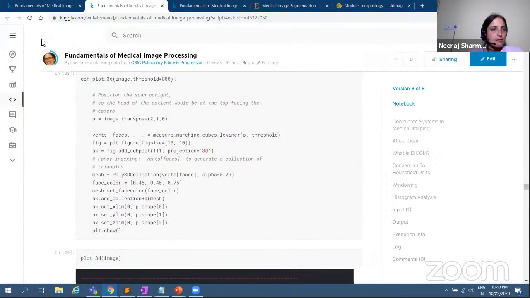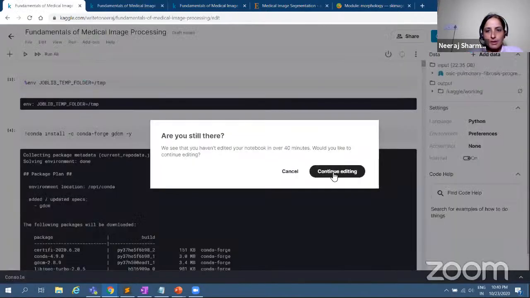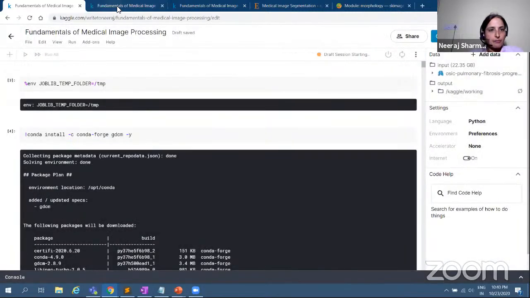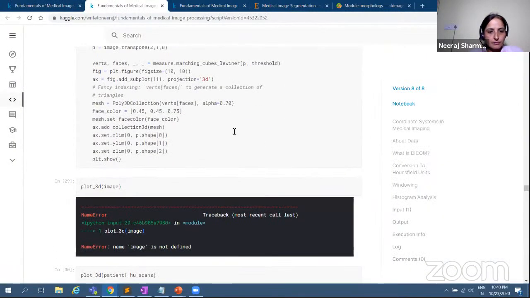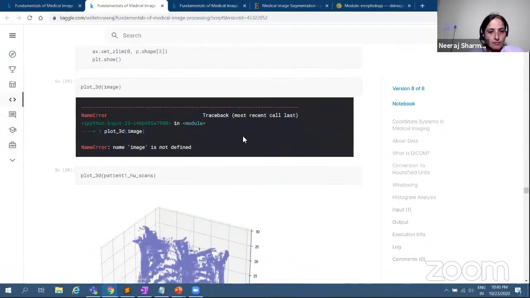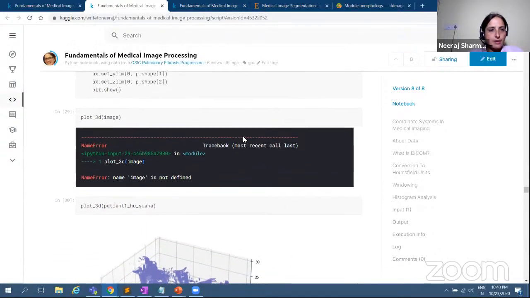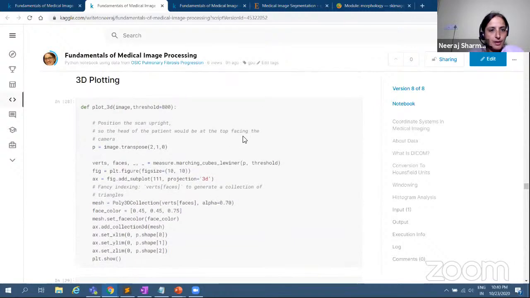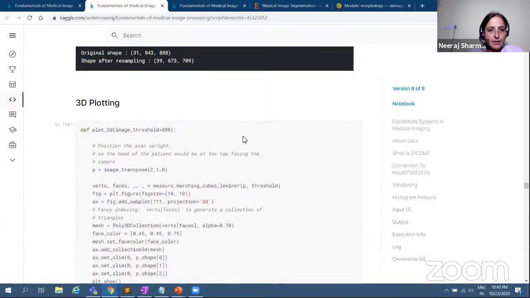Okay, there is some problem. Give me a minute. Okay, there is a problem with this plot 3D, but another method is working.